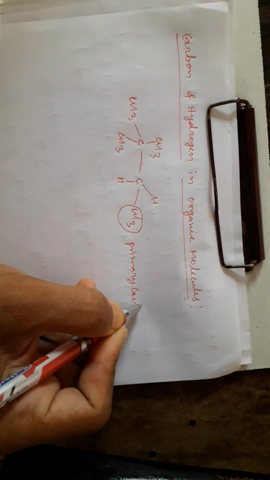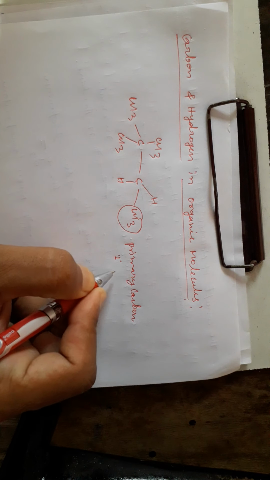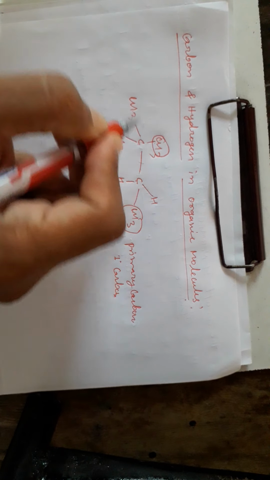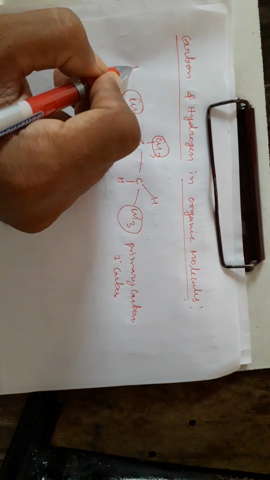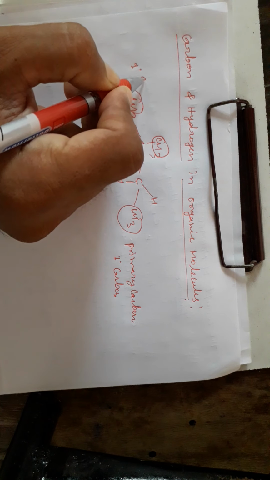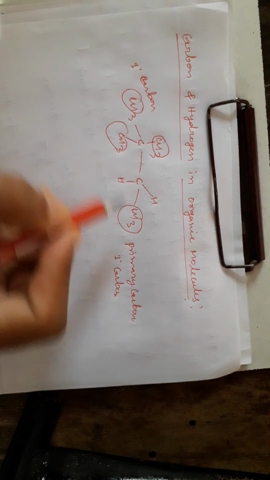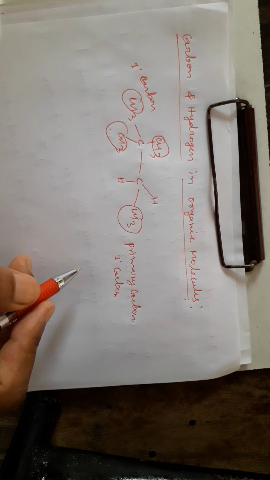primary carbon, and primary carbon is symbolized as 1 degree carbon. So this carbon and this carbon are also 1 degree carbon. This molecule has 1, 2, 3 and 4, that is 4 1 degree carbons.